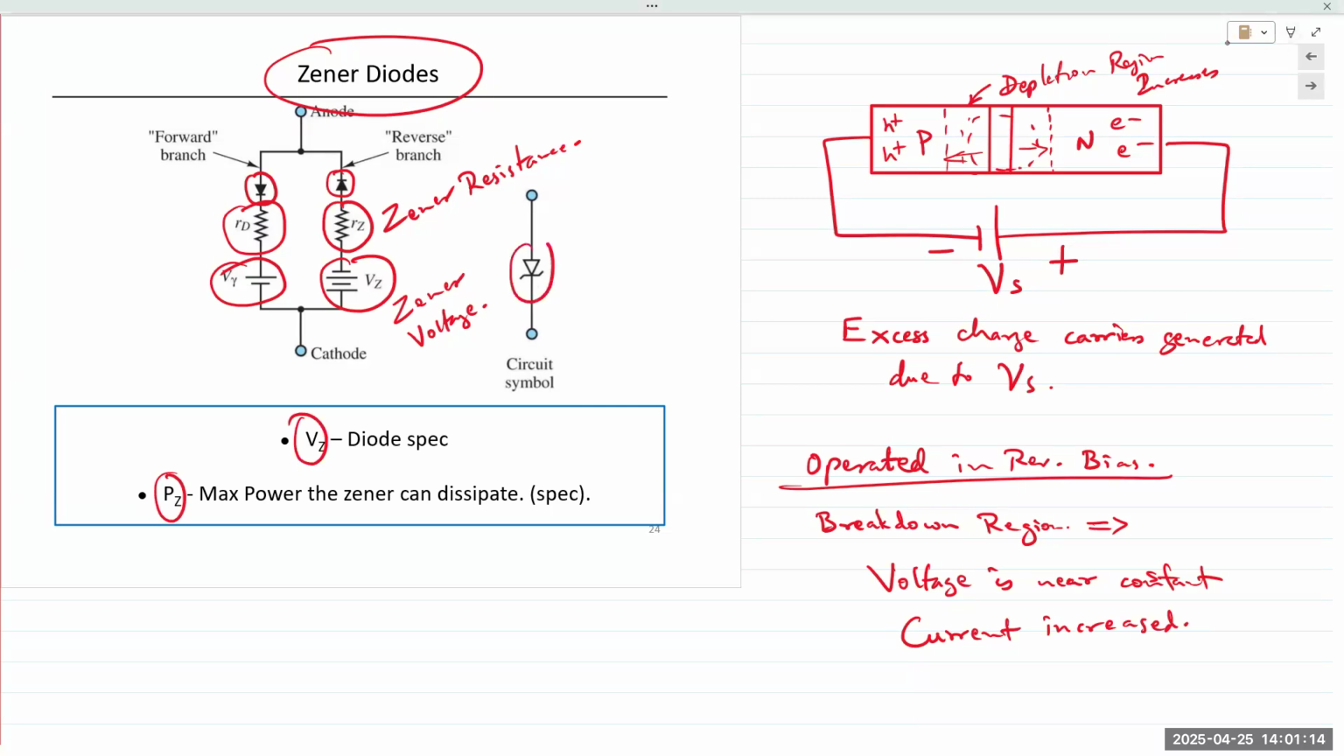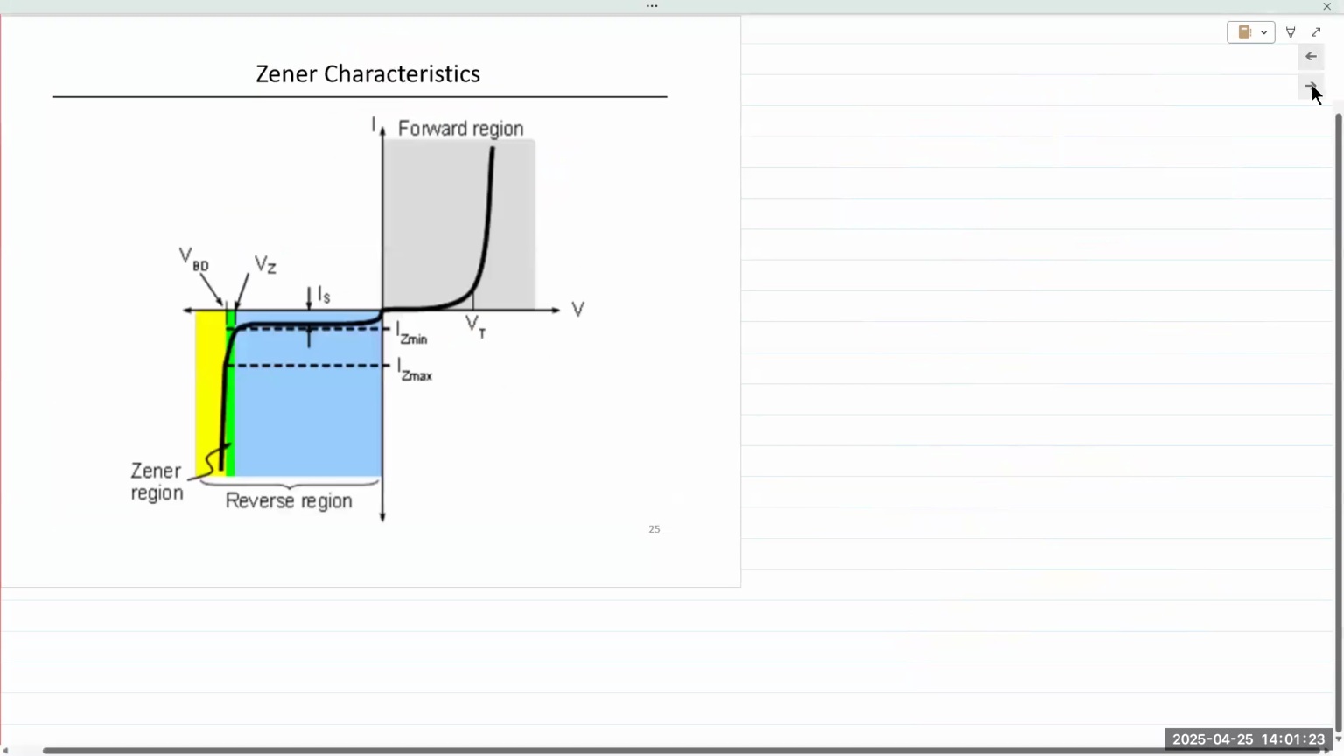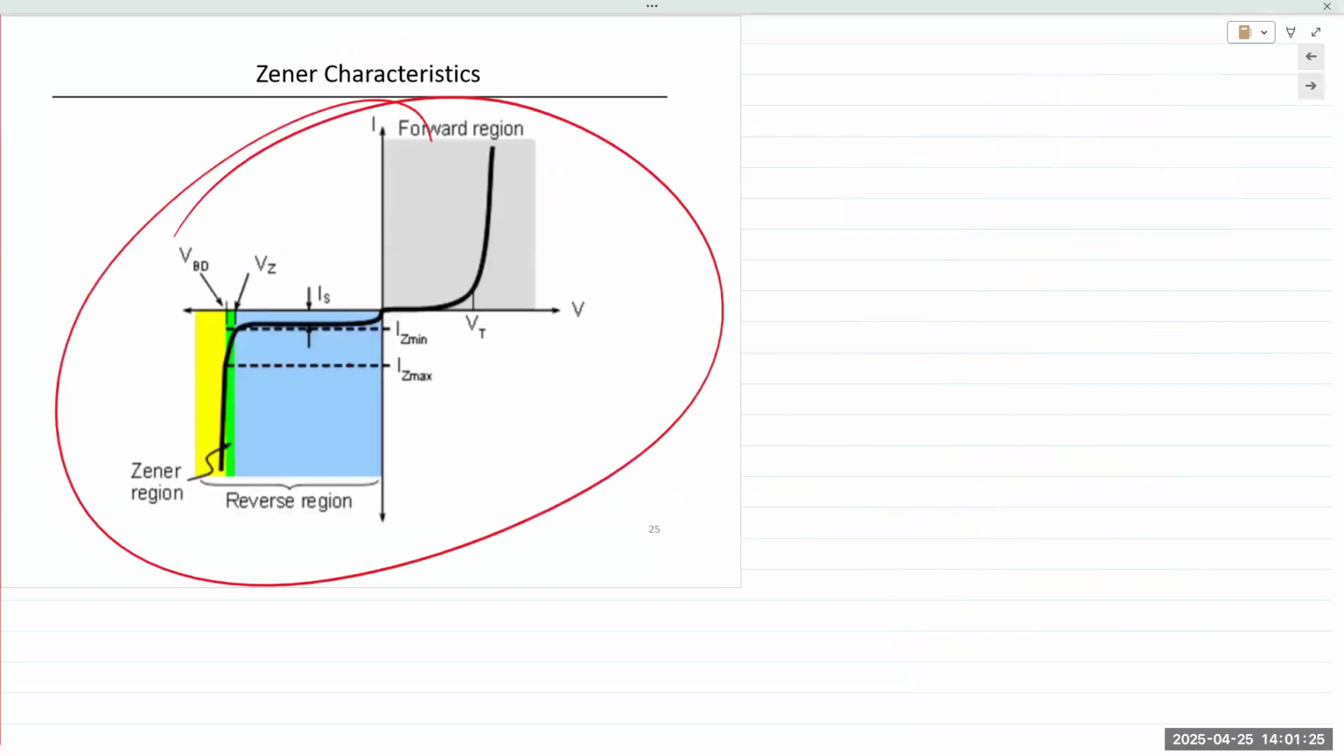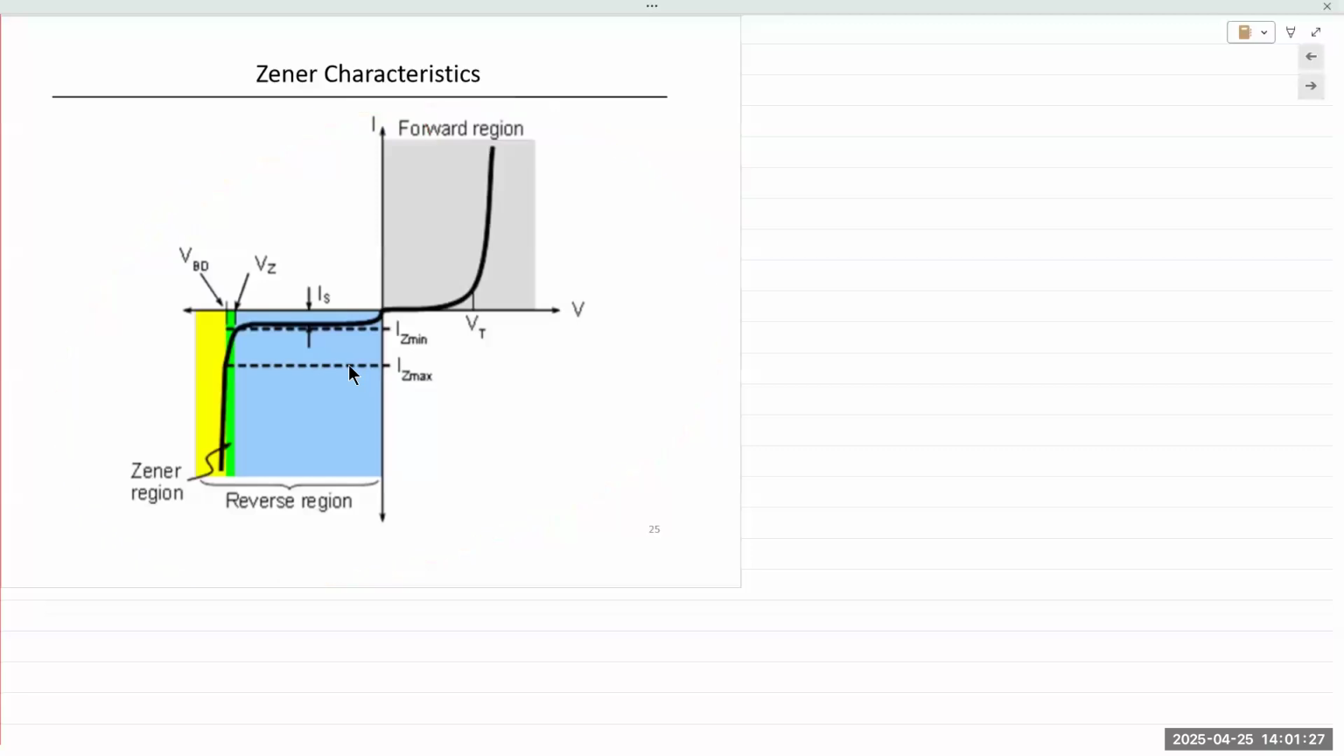The circuit symbol is exactly the same as a diode, except the cathode has whiskers, like this. And that's a Zener diode, and the characteristics are shown here. Forward bias, it behaves like a normal diode.